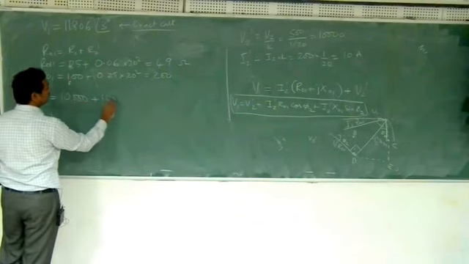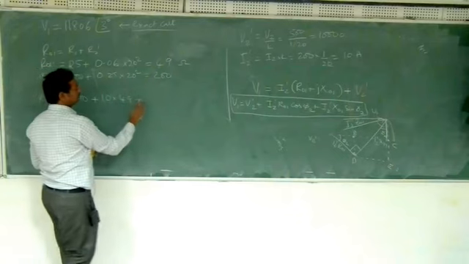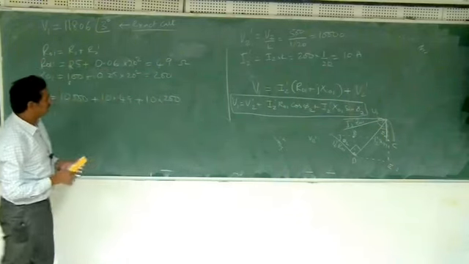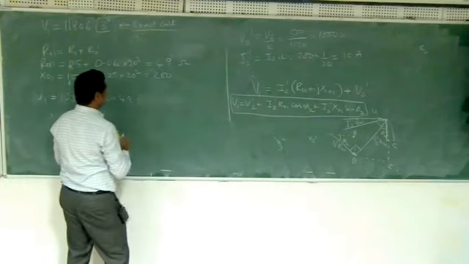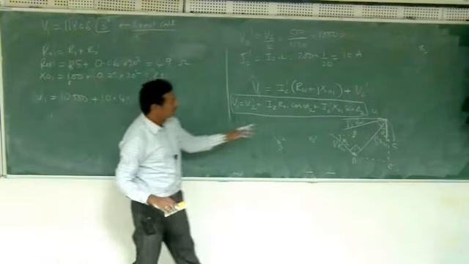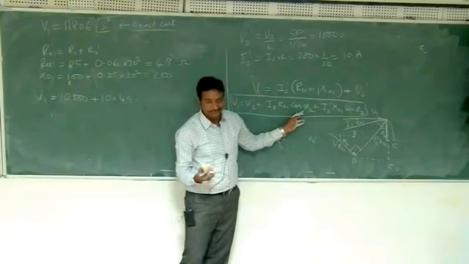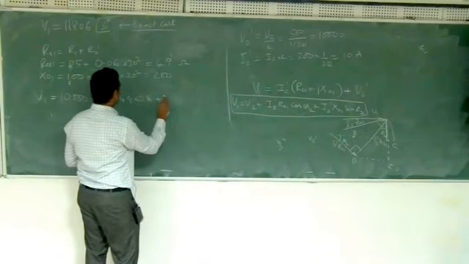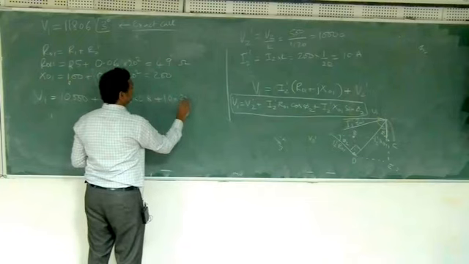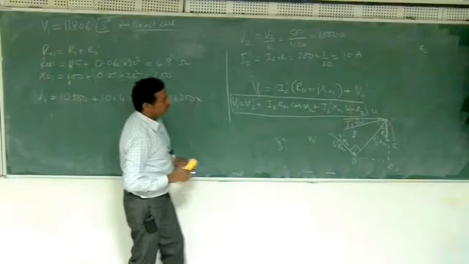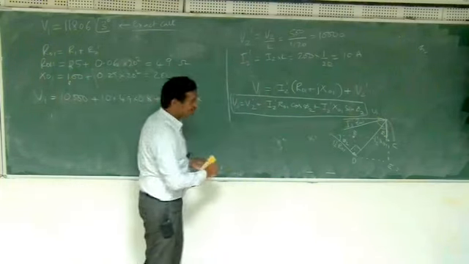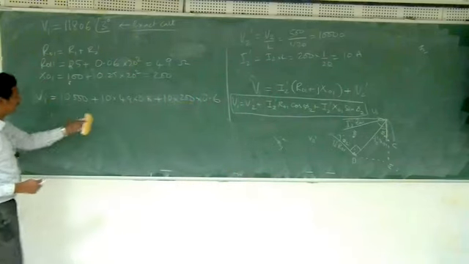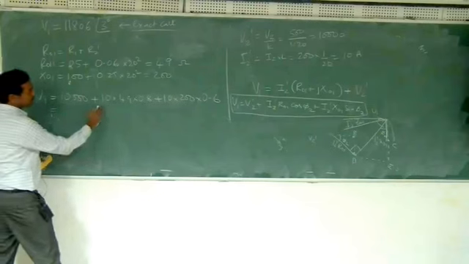So 10,000 plus 10 amperes into 49 plus 10 amperes into 200. That's all. Oh, sign is also there. Sorry. See, cos phi 2 is 0.8, already given in the question. Into 0.8 plus 10 amperes into 200 into sin phi 2, which will be 0.6. Because if cos is 0.8, sin will be 0.6. So now it is easy to calculate. How much is this?